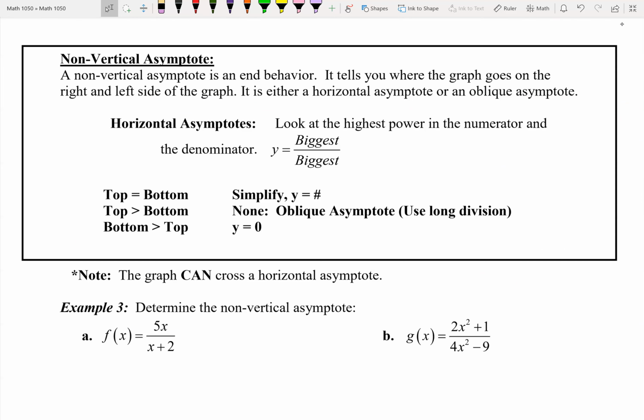Okay, non-vertical asymptote. A non-vertical asymptote is either a horizontal asymptote or, I can't remember if they call it oblique or slant. I think they call it a slant. It's an oblique or a slant, which is a horizontal or a slant. Just know that slant and oblique are the same thing.